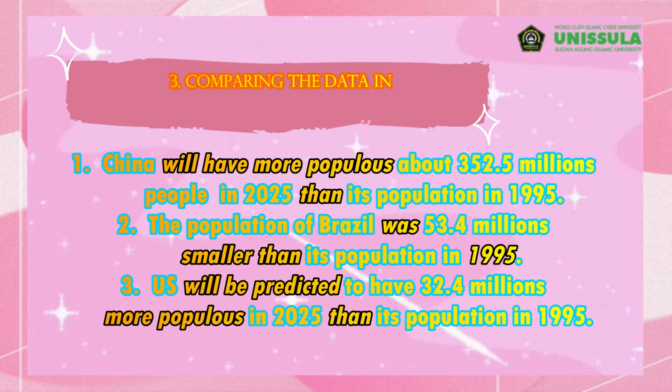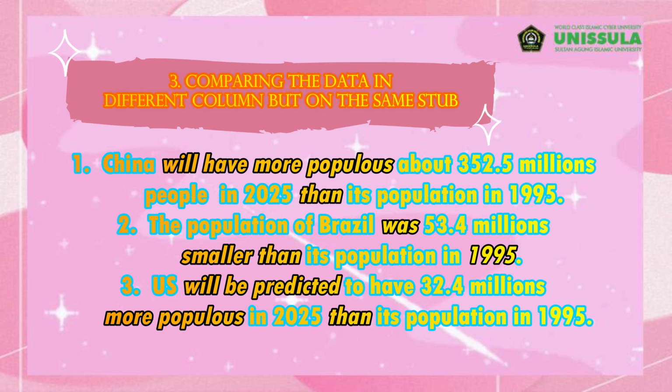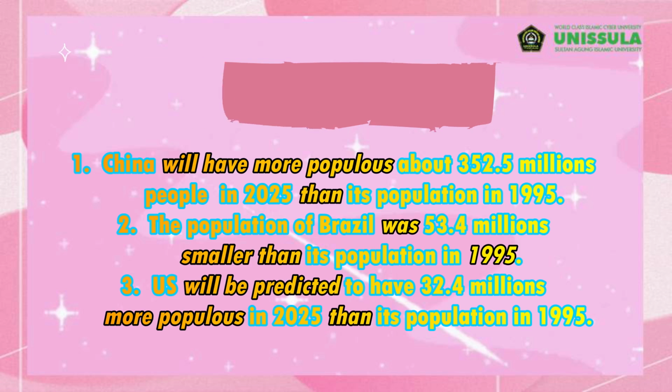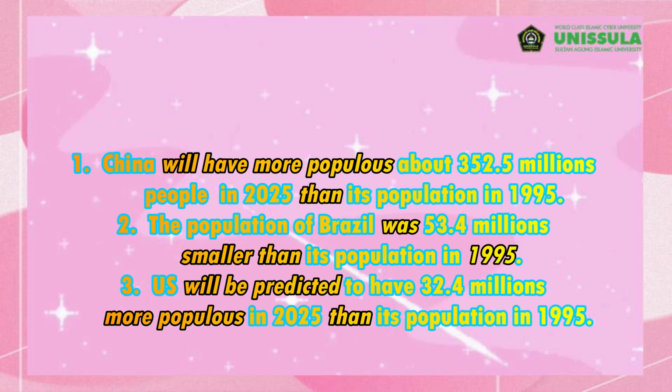And then the third example, US will be predicted to have 32.4 million more populace in 2025 than its population in 1995. Okay, you are going to think and also try to understand this statement on the third way.